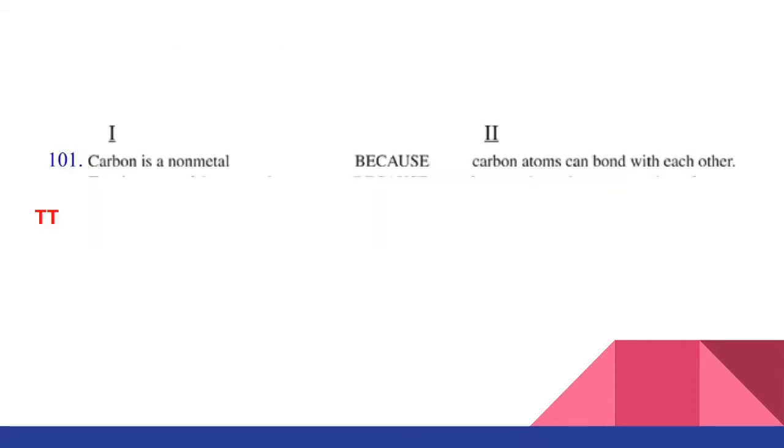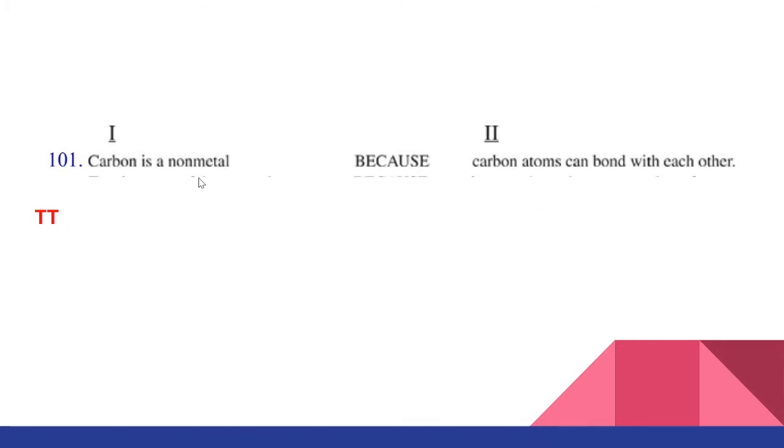I have an example of a relationship analysis question. We have 101, the first question. Carbon is a non-metal. That is a true fact, right? Now we go over here and we see carbon atoms can bond with each other. That is also true. We have propane and those types of compounds where carbon atoms are bonding with each other. And we also know carbon is a non-metal because it's on the very right side of the periodic table.